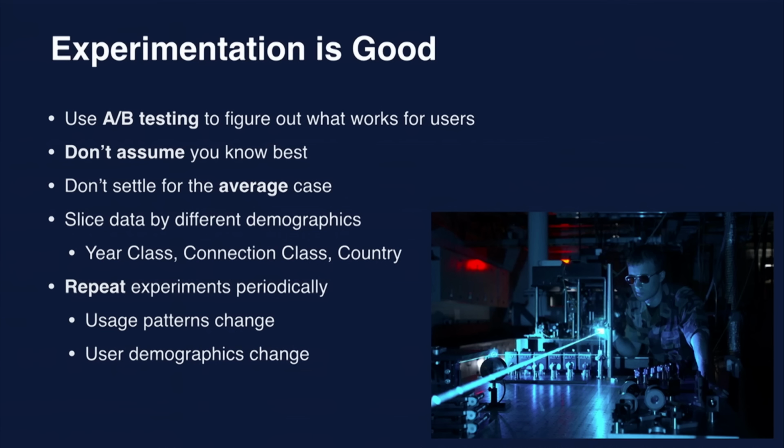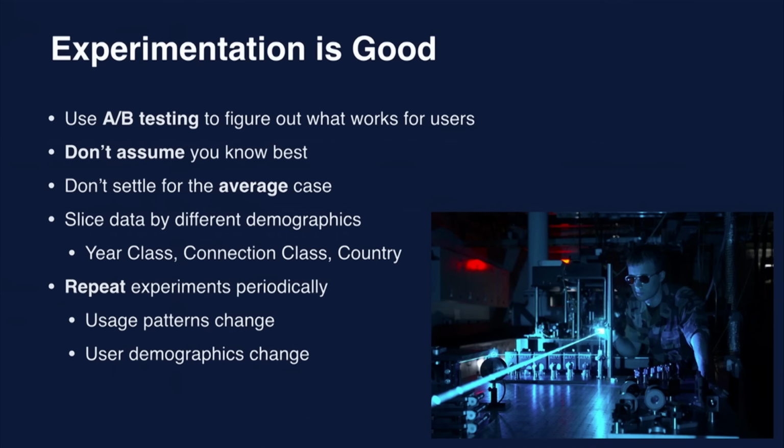Don't assume you know as the developer, "I know this is how our users should use it." You're not Steve Jobs. You need to make sure your app works for the scenarios that your users are actually using. When you're looking at this data, don't settle for the average. Make sure you use the analytics available to you, year class, connection class, country, to really make sure that you're not hurting a certain segment of the population. It might be good on average, but it might hurt a segment of the population really badly.